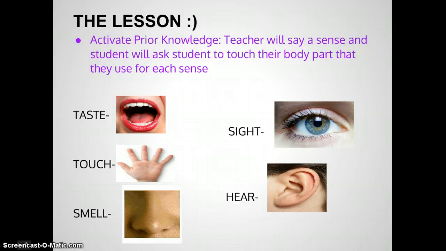However, you can make it a bit physical and fun by asking students to do certain body movements, such as blink their eyes, clap their hands, or wiggle their ears.